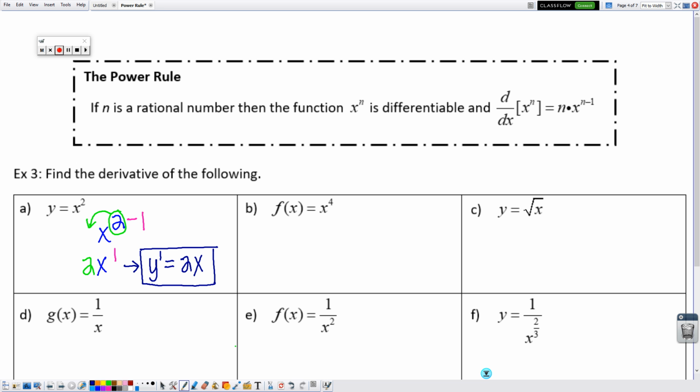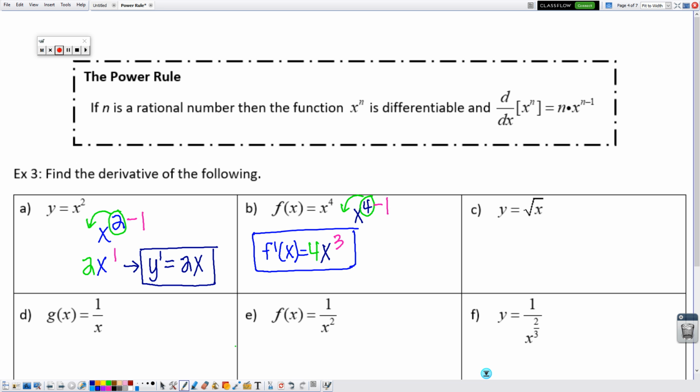Now doing it again with the next one. We're going to do x to the 4th. Remember, we're going to apply the exponent as the coefficient. So 4x, we're going to subtract 1. So 4x cubed. So f prime of x equals 4x cubed. Okay?